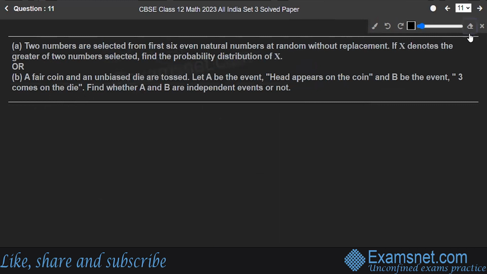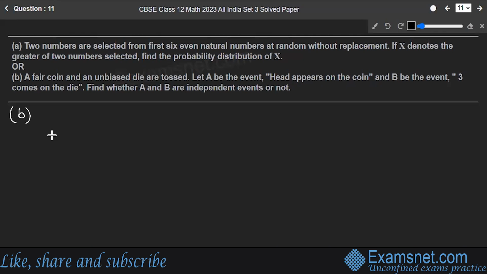Let's move to the second choice of this question, B part. I'm going to erase the screen now. B part says: a fair coin and an unbiased die are tossed. Let A be the event, head appears on the coin, and B be the event, 3 comes on the die. Find whether A and B are independent events or not.